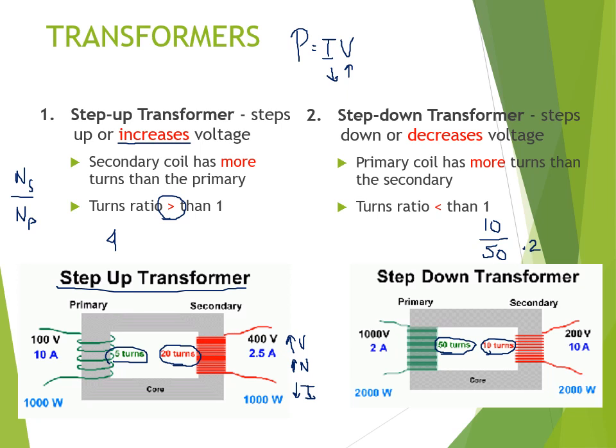In the step-down transformer, our voltage goes down. It went from 1,000 down to 20. Our number of turns decreased. They went from 50 to 10, but our current went from 2 to 10, so our current went up. So that's just looking at what happens with step-up and step-down transformers.